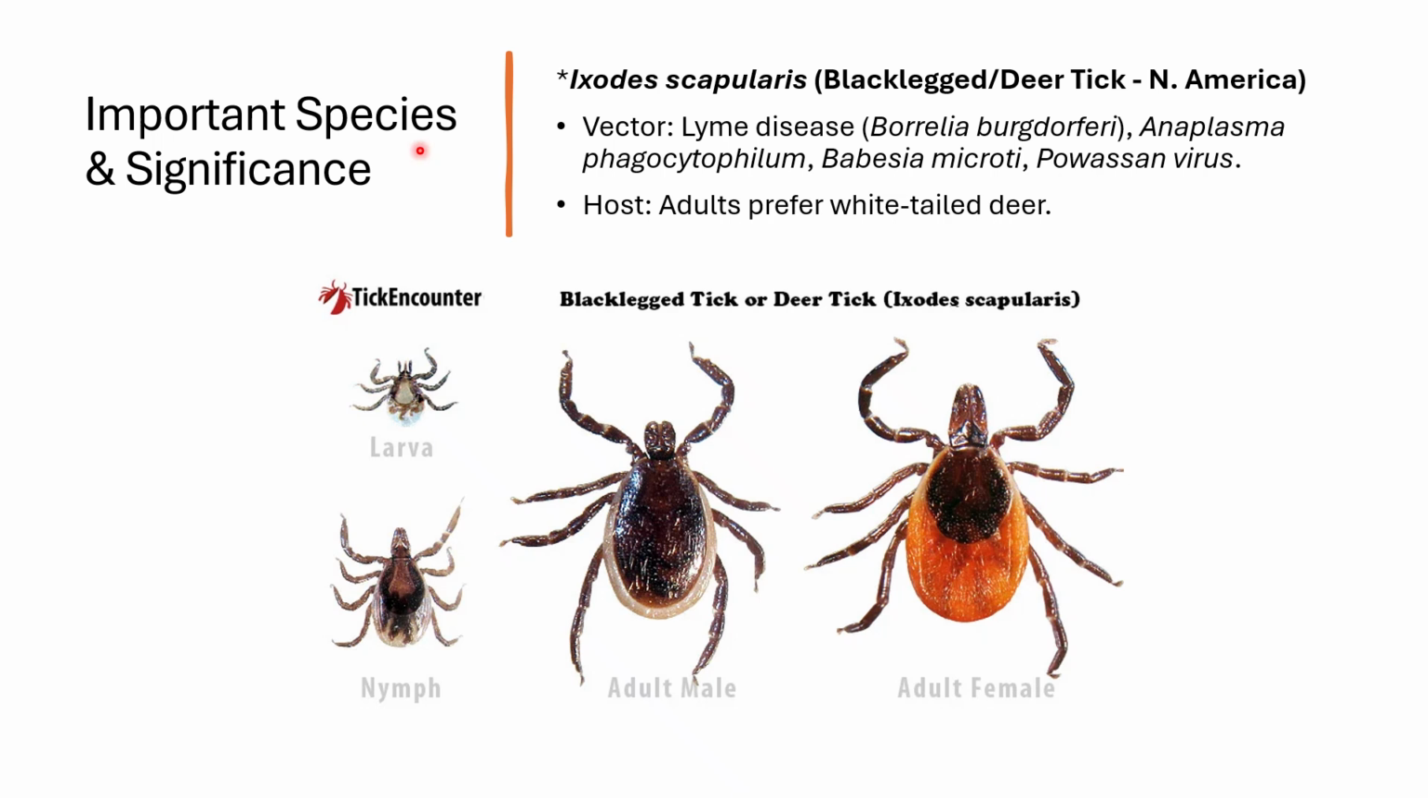For the important species and their significance, we are going to start with Ixodes scapularis. This is also known as the black-legged tick or the deer tick, and this is mainly distributed in North America. They are important vectors of Lyme disease. Lyme disease is a zoonotic bacterial infection caused by the bacteria Borrelia burgdorferi, and this is transmitted by the Ixodes ticks. It can also vector Anaplasma phagocytophilum, Babesia microti, and Powassan virus. For the host, the adults prefer the white-tailed deer, hence the name deer tick.